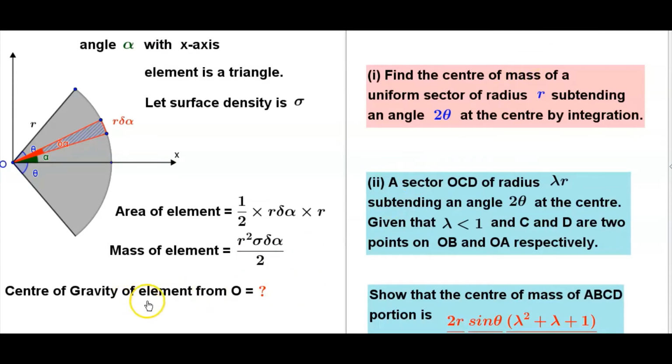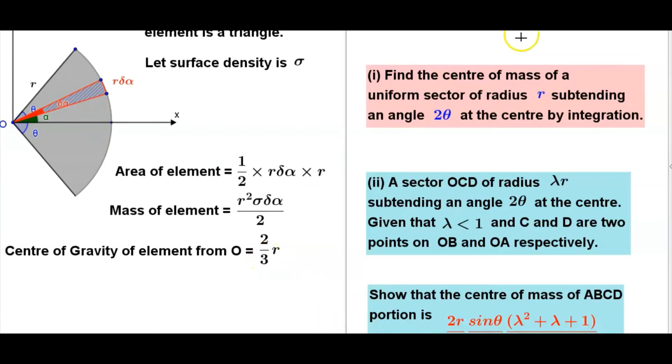Center of gravity of the element from O. This element is a triangle, and we want to find the centroid of this triangle. From the vertex, that is 2/3. Therefore the center of gravity of the element from O is 2/3 r. Now we want to find the center of gravity of the element from the OY axis. Here 2/3 r from the OY axis makes cos alpha. Therefore 2/3 r cos alpha.